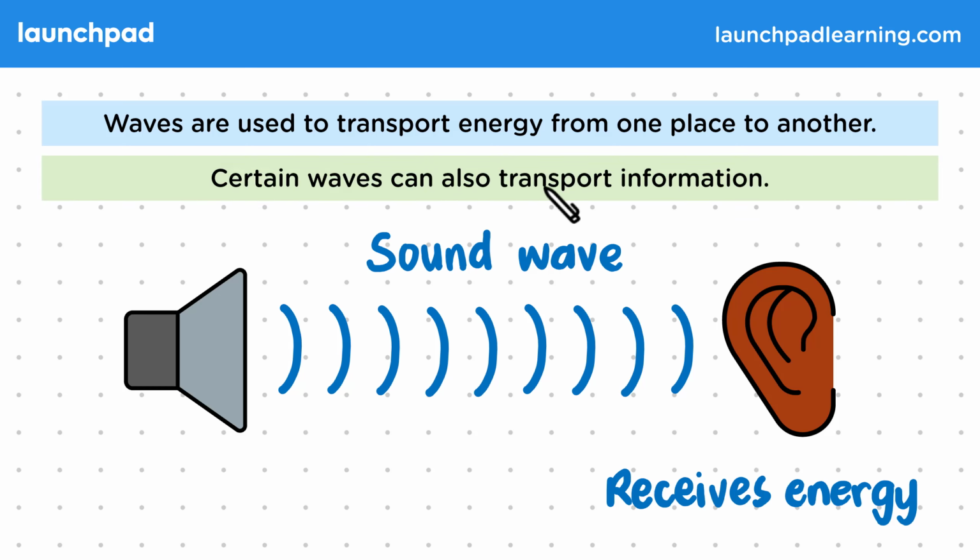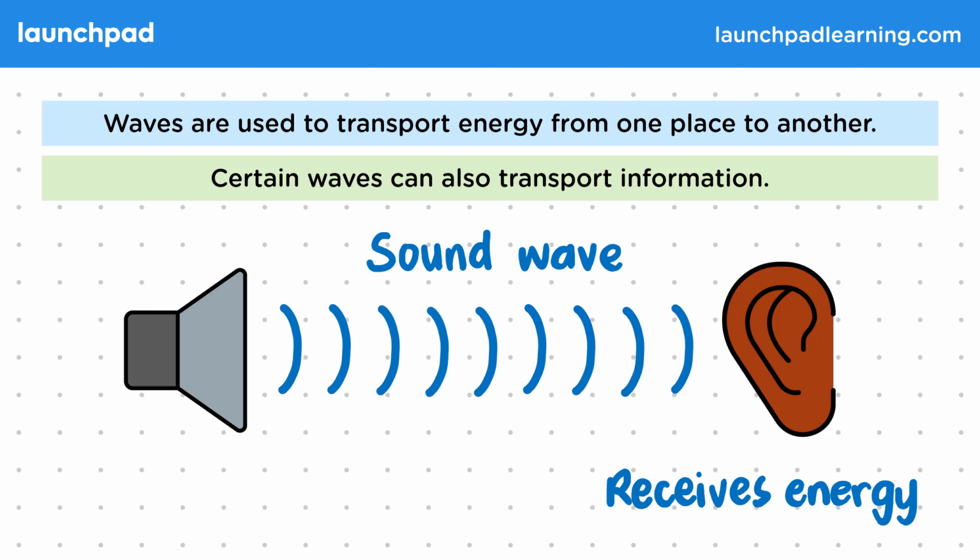Certain waves can also transport information. Now, the ear mostly uses these sound waves to tell the brain about what kind of noise the speaker is producing, whether it's loud or quiet, low-pitched or high-pitched, etc. This is only a secondary effect of the wave, though. Its main purpose is to carry the energy from the speaker.